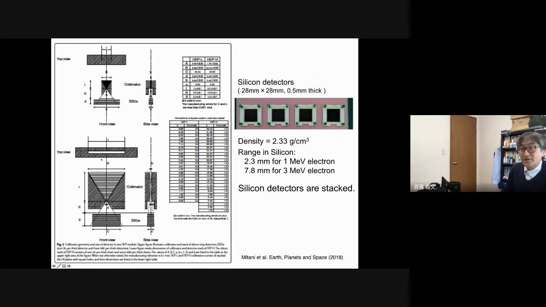And the structure of this analyzer is very simple. There is a collimator here. And below the collimator, there are silicon solid-state detectors here. And multiple solid-state detectors are stacked. And the right-hand side photo shows the solid-state detectors, and these detectors are stacked.